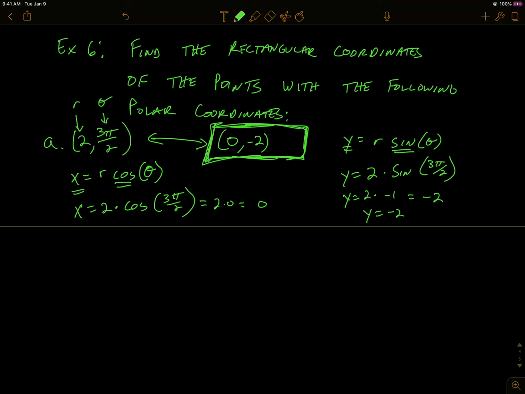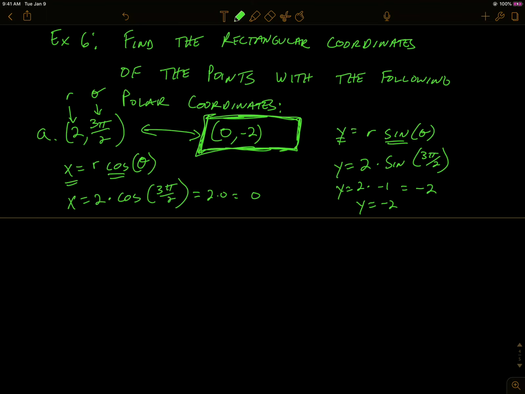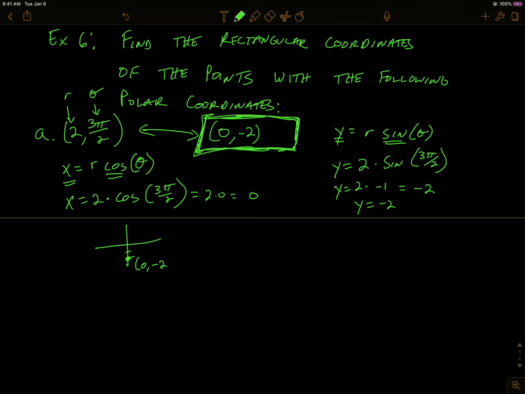These two locations are the same exact location. One's using rectangular and one's using polar. So let's take a look at that. If I graph the rectangular first, (0, -2) is right here. If I do polar, it says rotate from the polar axis, which will be right here, rotate 3 pi over 2, which gets me here, and then move 2 units in that direction, 1, 2. And we arrive at the same location. So they're the same point.